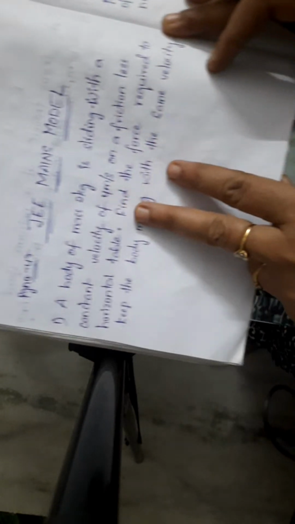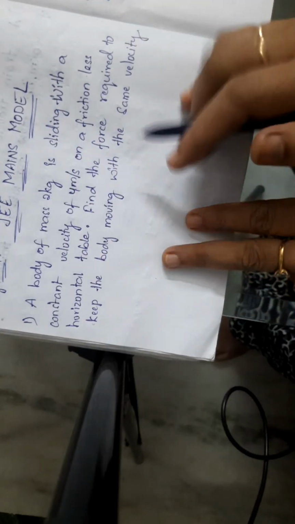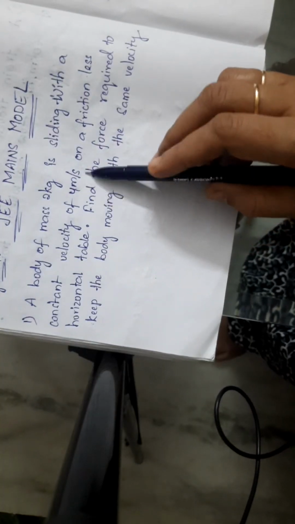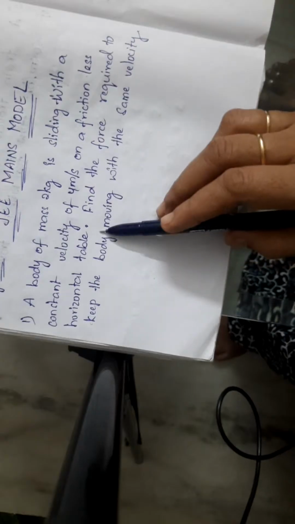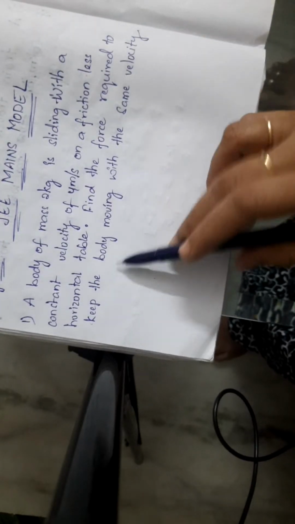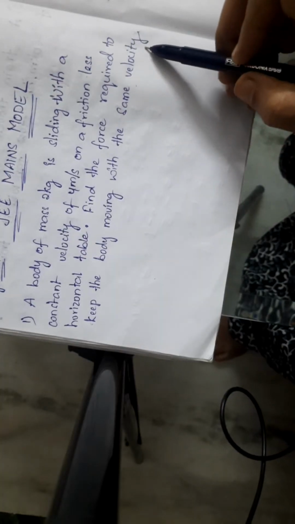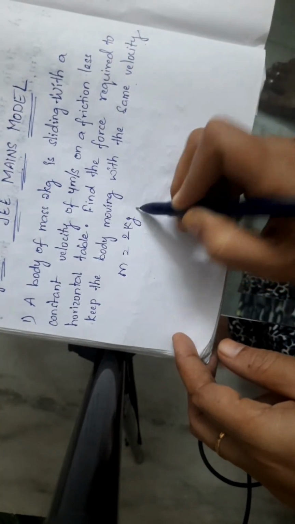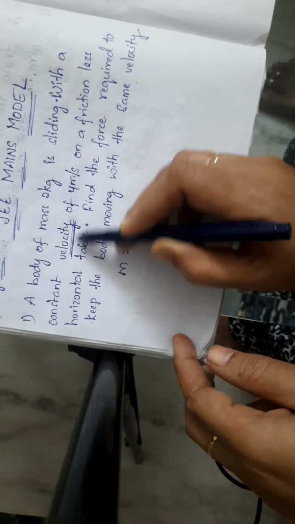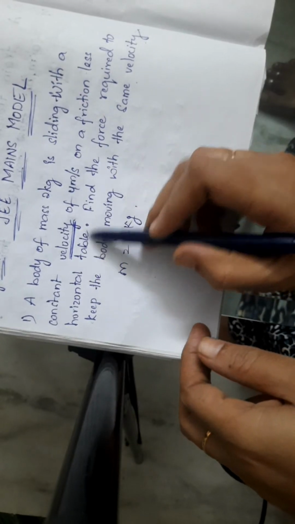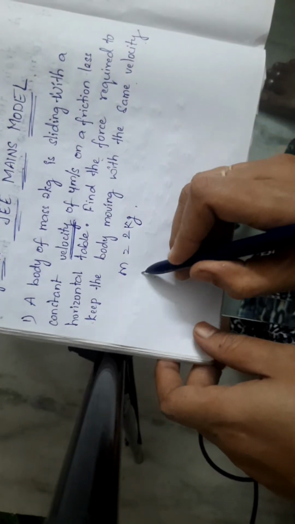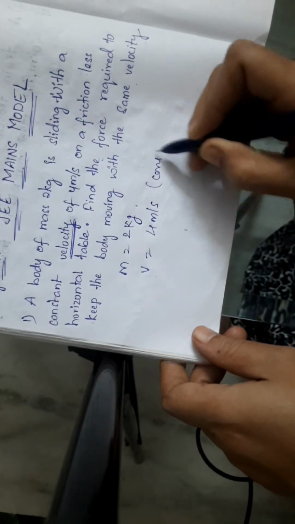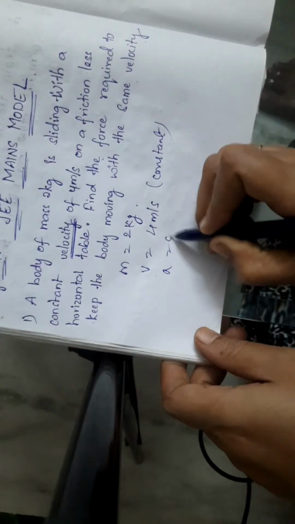Now the next question. Here a body of mass 2 kg is sliding with a constant velocity of 4 meter per second on a frictionless horizontal table. Find the force required to keep the body moving with the same velocity. So here it's given the body's mass 2 kg sliding with constant velocity. There is no change in velocity. Whenever velocity is constant, if there is no change in the velocity, we can consider acceleration as 0. So acceleration will be 0.